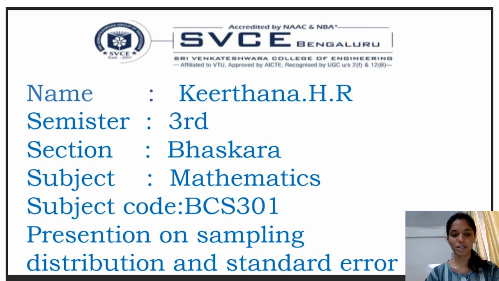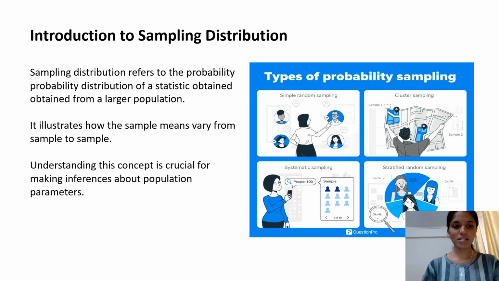Today's subject is Mathematics and the subject code is BCS 301. Today's presentation is on sampling distribution and standard errors. Now let us see Introduction to Sampling Distribution.